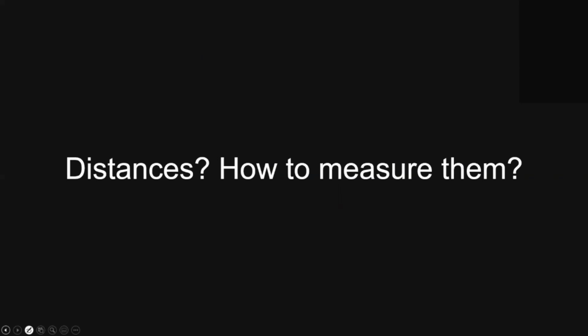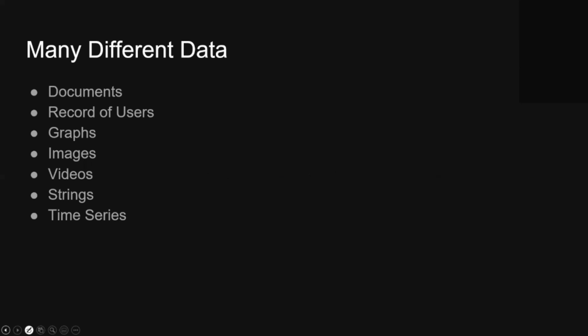We are actually going to revisit KNN pretty soon, but before that, I wanted to talk about the notion of distances. Okay, so there are many different types of data. So in big data, we talk about documents, a lot of PDF files, web pages, or things like that. You can think about a user table where you have millions of users.